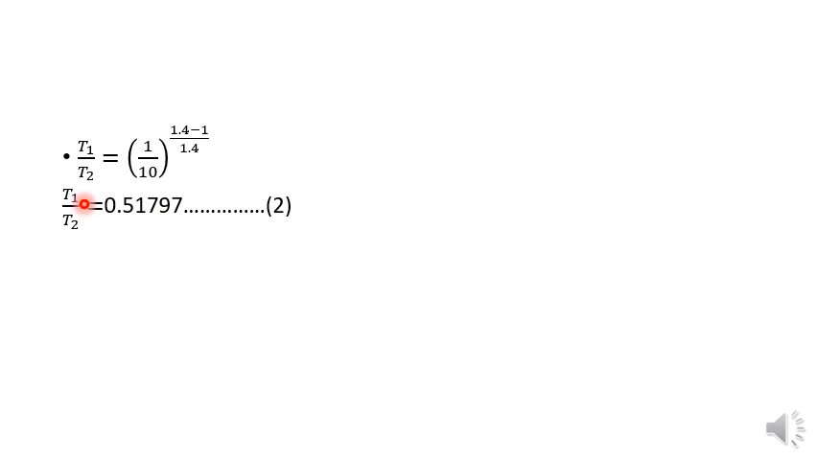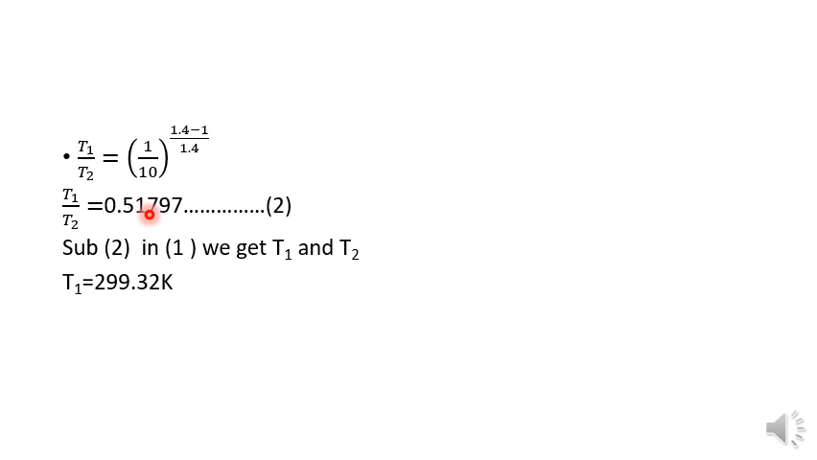So T1 by T2 is equal to 0.51797. So I am writing T1 is equal to 0.51797 T2. I substitute this second equation in the first equation and simplify, and we will get the T1 and T2 values. So by using these two equations, T1 minus T2 gives one value and T1 by T2 gives another value. By doing the calculations and simplifying, we get T1 and T2. If you want to convert into degrees centigrade, simply subtract 273 from the answer, and we will get the values in degrees centigrade.